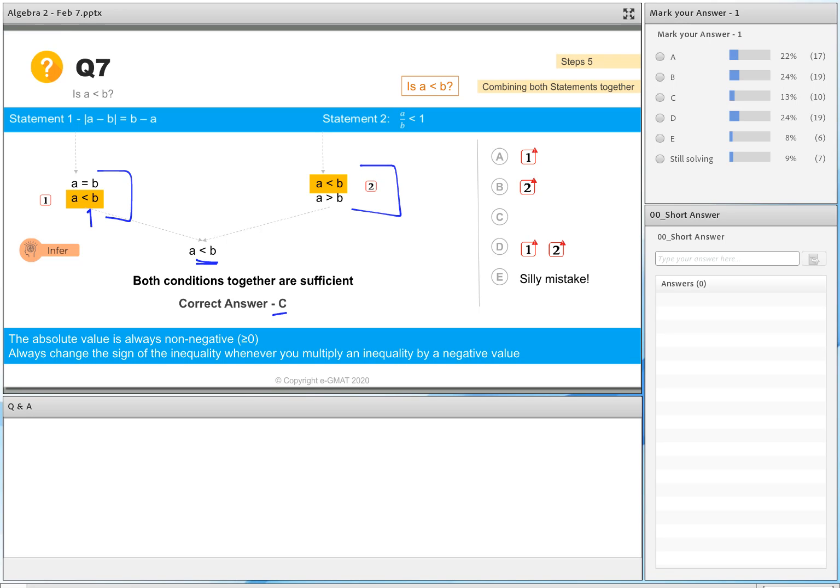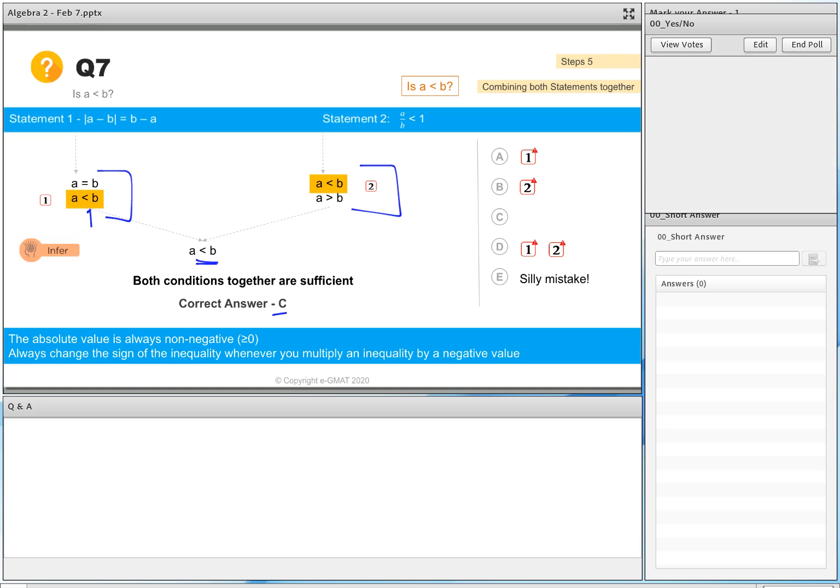I hope with this, it's clear to all of you around this question. Can you please mark a yes if the solution is clear to all of you? Just let me take the poll over here. All right, that's perfect. So let me end the poll and let me clear all the answers. Now, let me again reopen the poll over here.